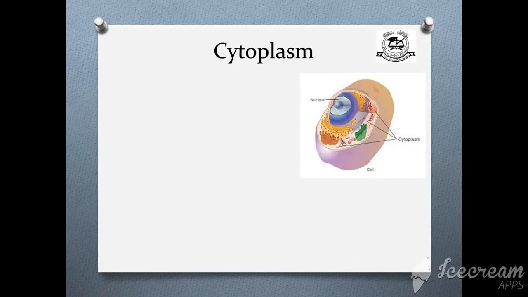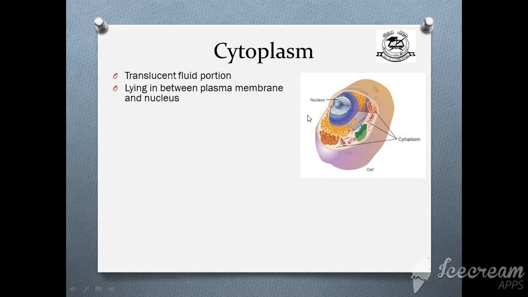Now cytoplasm. What is cytoplasm? This is cell membrane, this is nucleus, and the other part, whole part, is called cytoplasm. It is basically a translucent fluid portion. Do you know translucent? Which is not that much clear like transparent, but a little bit clear, lying between plasma membrane and nucleus. Okay. Now structure.